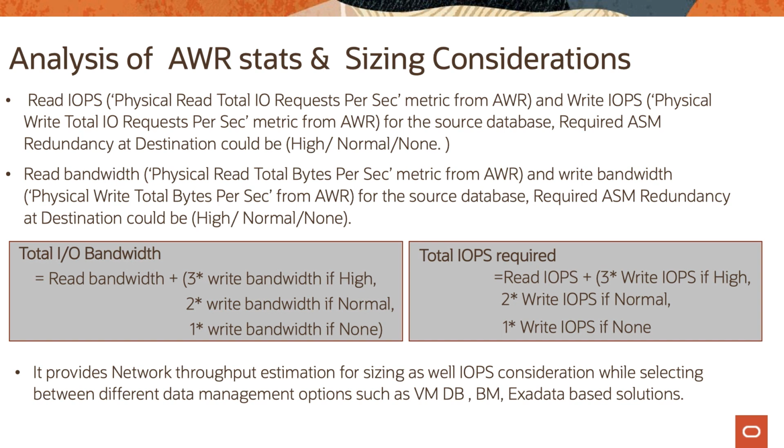The formula to calculate the total IO bandwidth is read bandwidth plus 3 times write bandwidth in case of high redundancy, 2 times write bandwidth for normal, and a factor of 1 if you don't have redundancy. And in terms of total IOPS required, it is read IOPS plus 3 times write IOPS if high, 2 times write IOPS if normal, and 1 times write IOPS if none.